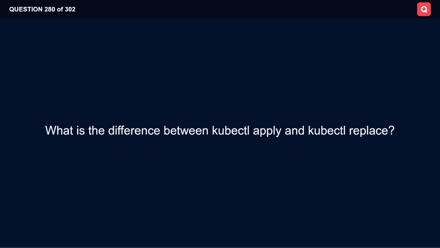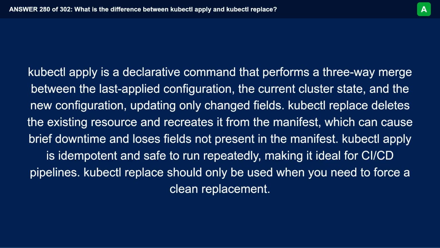What is the difference between kubectl apply and kubectl replace? kubectl apply is a declarative command that performs a three-way merge between the last applied configuration, the current cluster state, and the new configuration, updating only changed fields. kubectl replace deletes the existing resource and recreates it from the manifest, which can cause brief downtime and loses fields not present in the manifest. kubectl apply is idempotent and safe to run repeatedly, making it ideal for CI/CD pipelines. kubectl replace should only be used when you need to force a clean replacement.